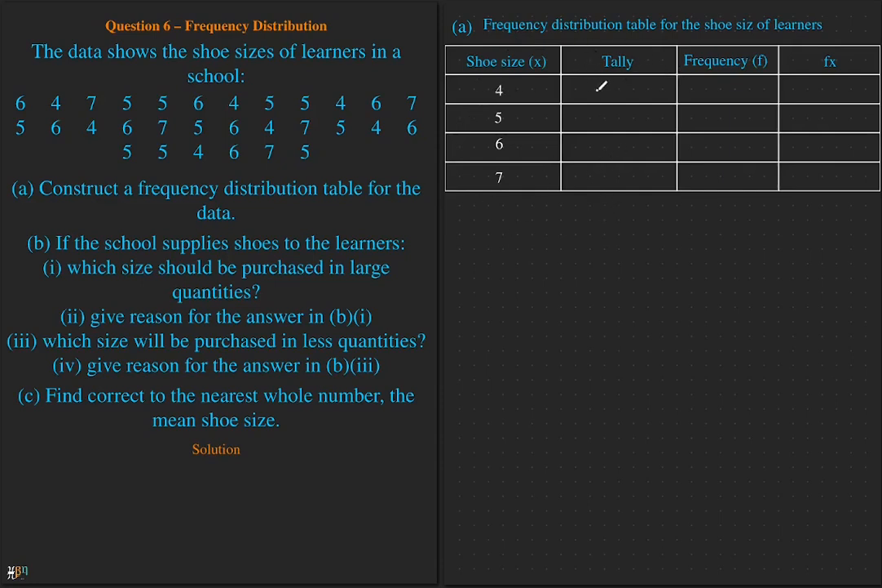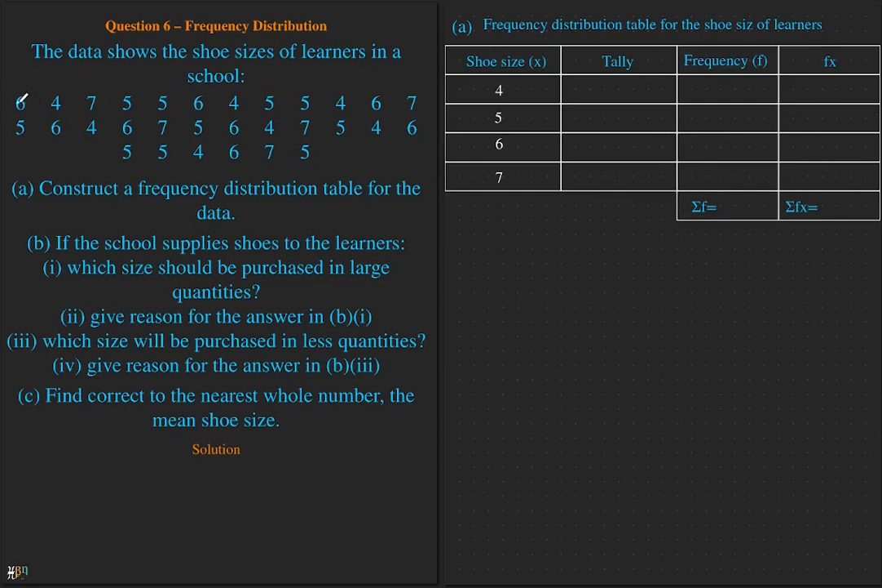Then we'll put our tally over here, the frequency here, and the fx. We need fx because we would be solving for mean. In addition to that, we are going to need the sigma f and then sigma fx. So now that we have all these on our table, let's put in our tally.